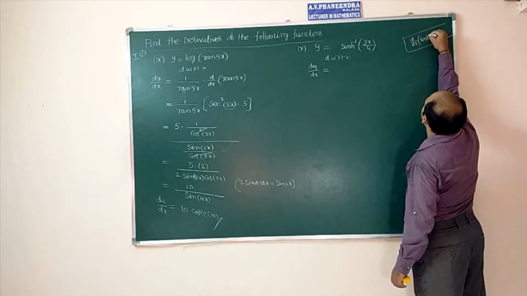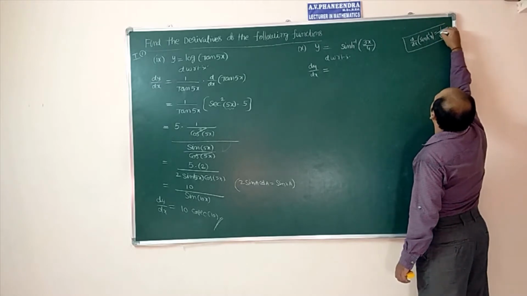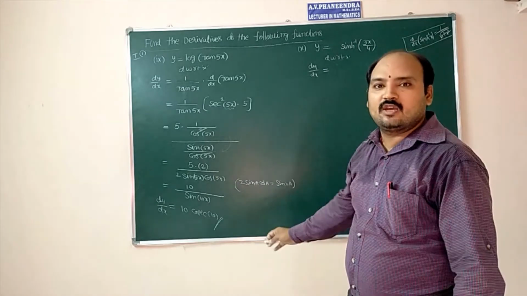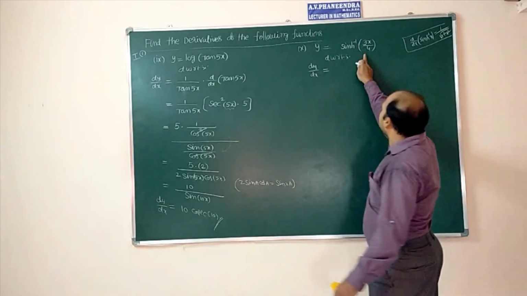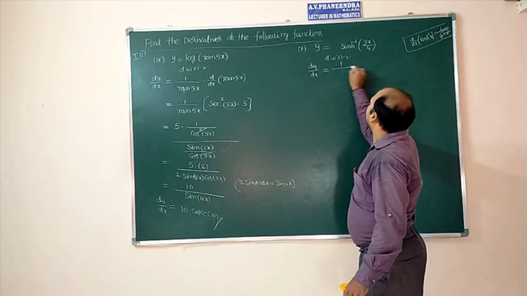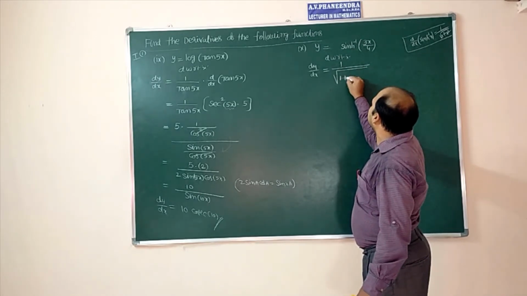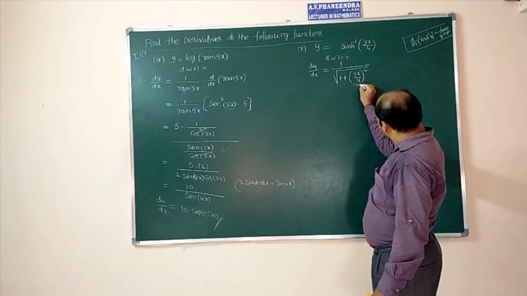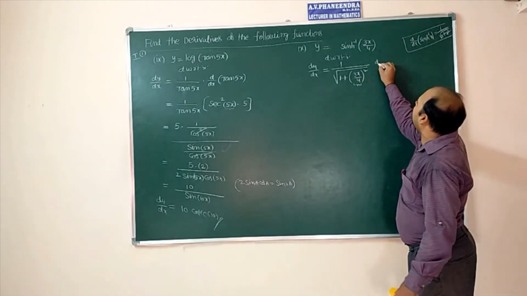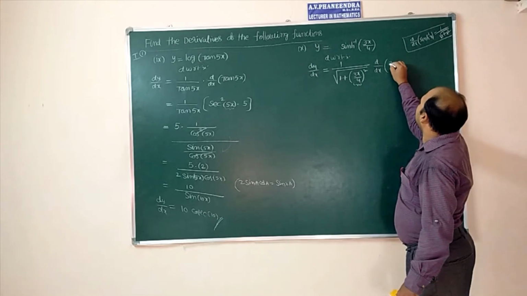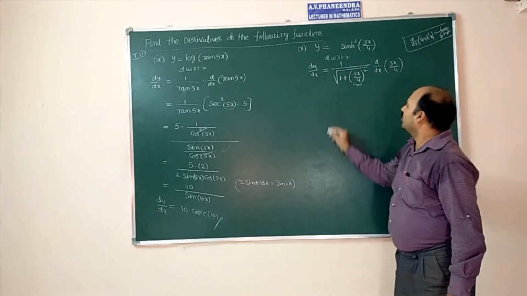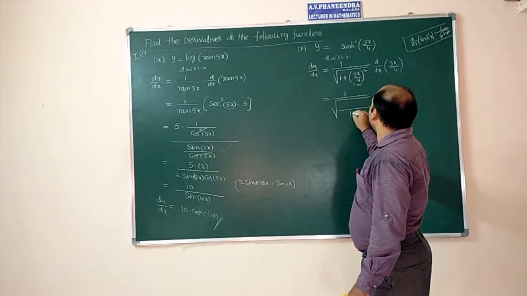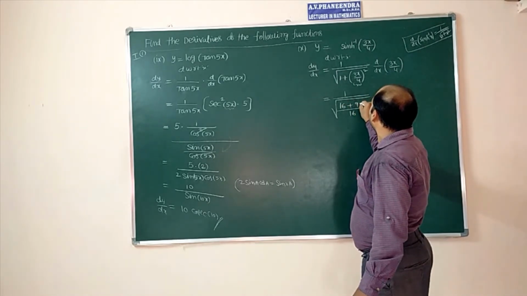d/dx of sinh inverse x equals 1 by square root of 1 plus x squared. The sessions I have given. So in place of x, what value is there? 3x by 4. So 1 by square root of 1 plus (3x by 4) whole square. Again, 3x by 4 we have to differentiate, into d/dx of 3x by 4, which is equal to 1 by square root of 16 here, 16 plus 9x square.